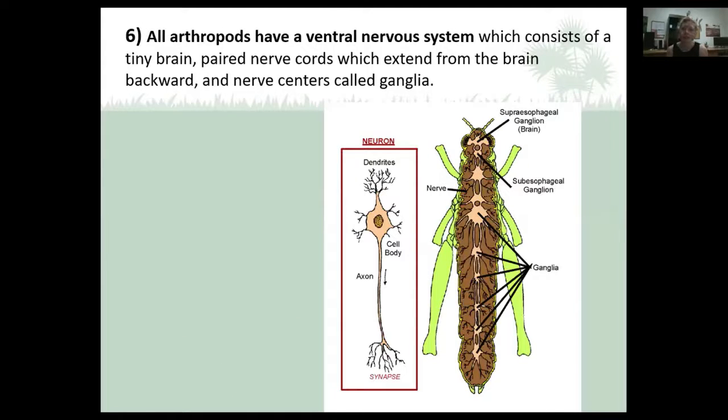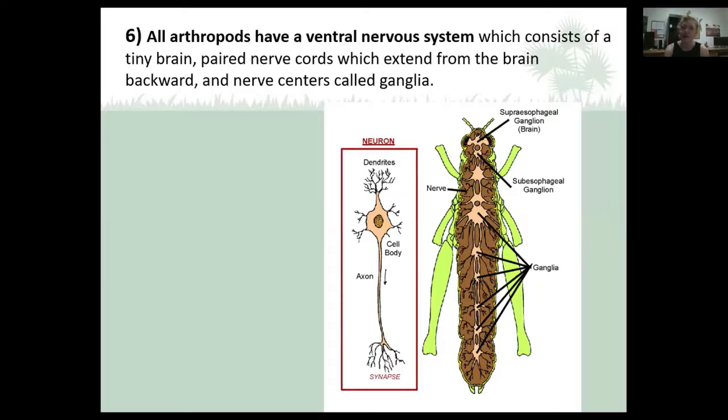The sixth defining characteristic of all arthropods is the ventral nervous system. So we talked about dorsal, which is the back. The ventral is going to be like our sternum area. It is concentrated on the ventral face of the insect and is a system of ganglia and nerves.